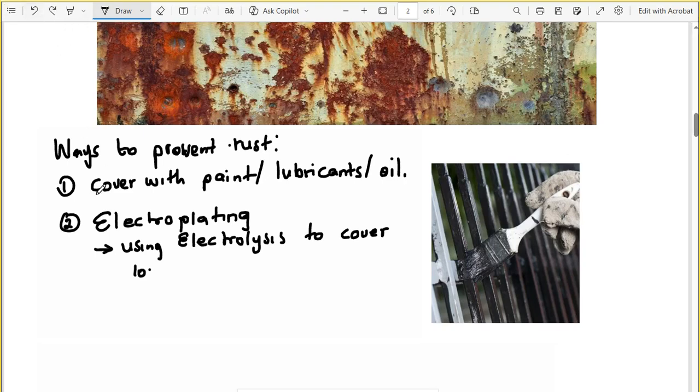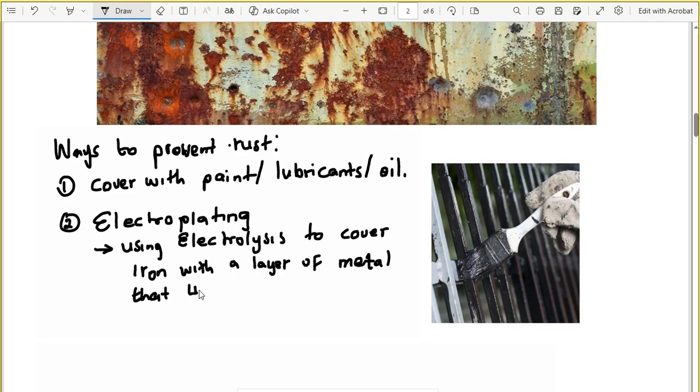Okay, we use electrolysis to cover iron with a layer of metal, a layer of metal that is less reactive. Right. For example, we can use chrome.